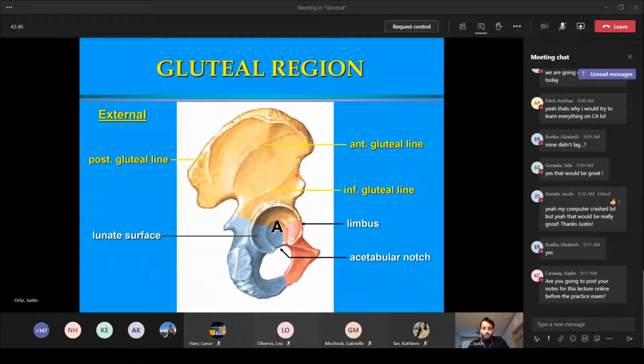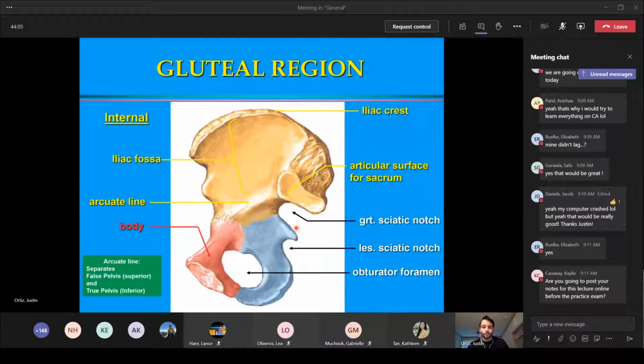Same thing over here. The limbus is this little lip surrounding where the femur goes in. The femur goes into this acetabular notch right here, and this little lip right here is called the limbus. And then this is the lunate surface. So we'll touch upon these as we move on.